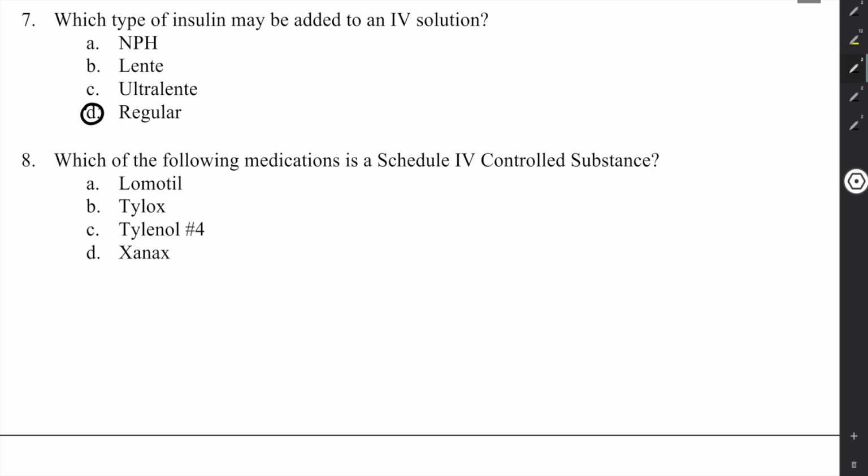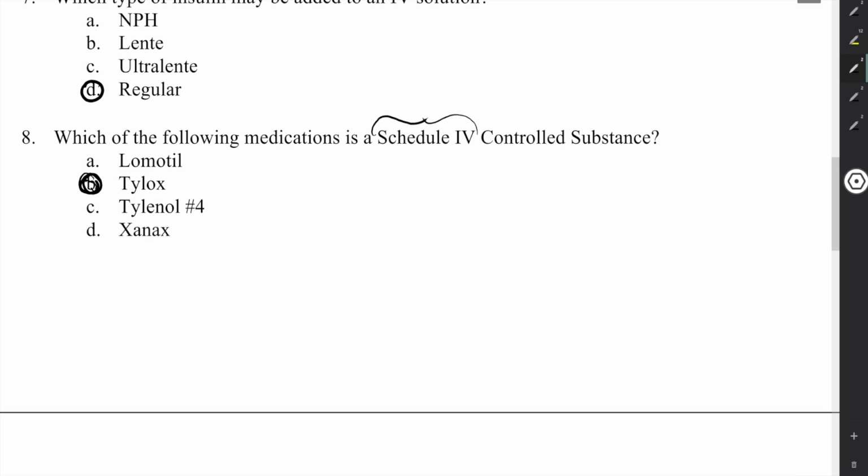Number 8, which of the following medications is a Schedule 4 controlled substance? Something else I want to point out is the Schedule 4. Real quick reminder, how many different schedule classes are there? There's 5. Which one's the strictest? Schedule 1. And the most lenient is going to be Schedule 5. So first, this has to do again with brand and generic; you're going to want to know your different brand generics and classes as well. So for this one, which one do you think this is? The answer is going to be B, Tylox.